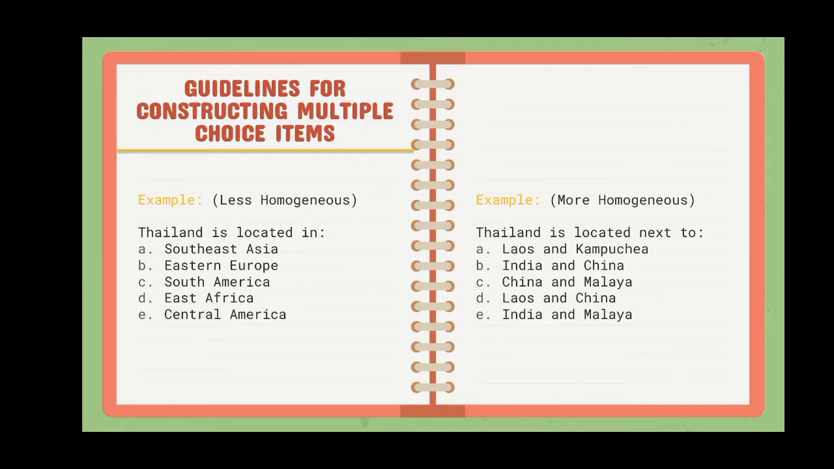Example, less homogeneous. Thailand is located in: letter A, Southeast Asia; B, Eastern Europe; C, South America; D, East Africa; E, Central America. So another example for more homogeneous. Thailand is located next to: Laos and Cambodia; letter B, India and China; C, China and Malaya; D, Laos and China; and letter E, India and Malaya.